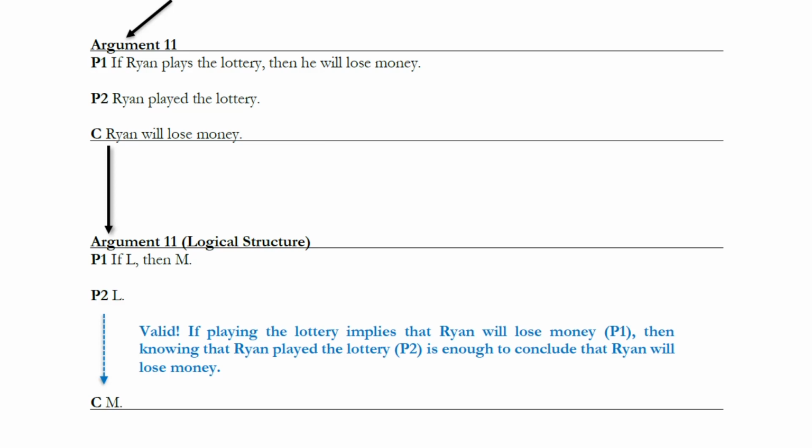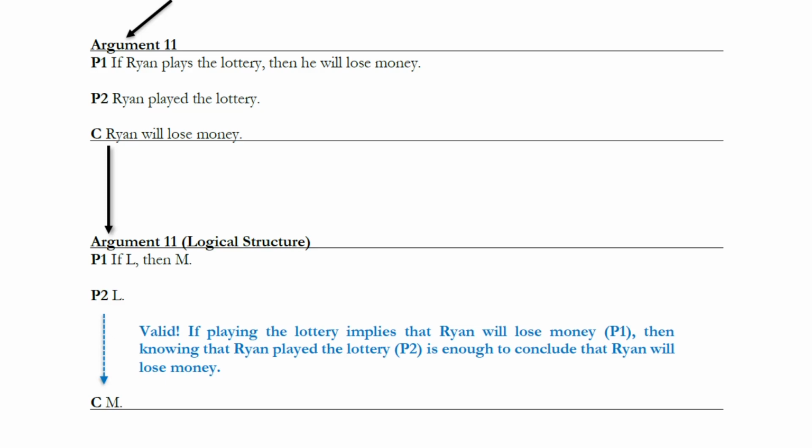Argument 11 reads, Premise 1. If Ryan plays the lottery, then he will lose money. Premise 2. Ryan played the lottery. Conclusion, Ryan will lose money. This argument is valid. P1 of this argument uses the same if-then statement as argument 10.